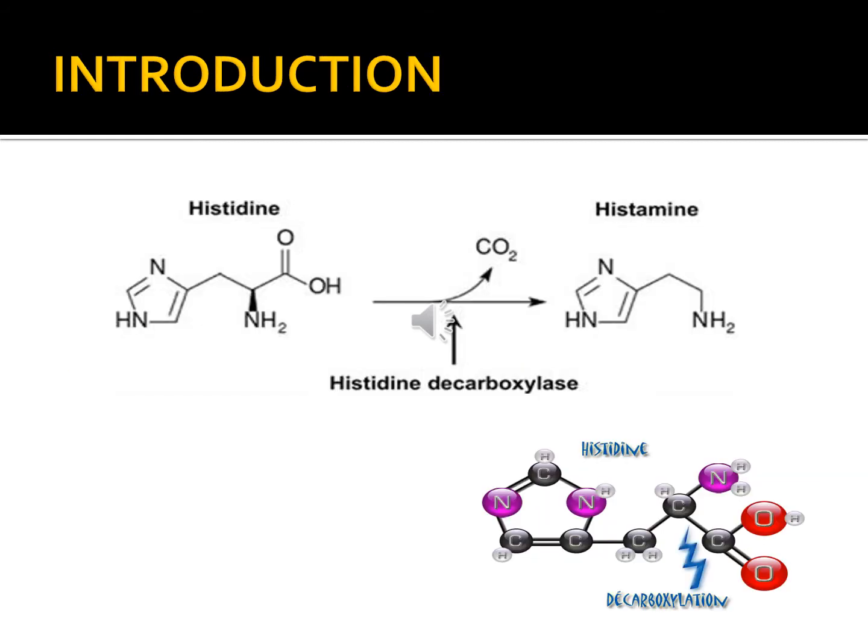In the living organism, histamine is synthesized from the naturally occurring alpha amino acid histidine, by the loss of the carboxyl group through bacterial or enzymatic decarboxylation.